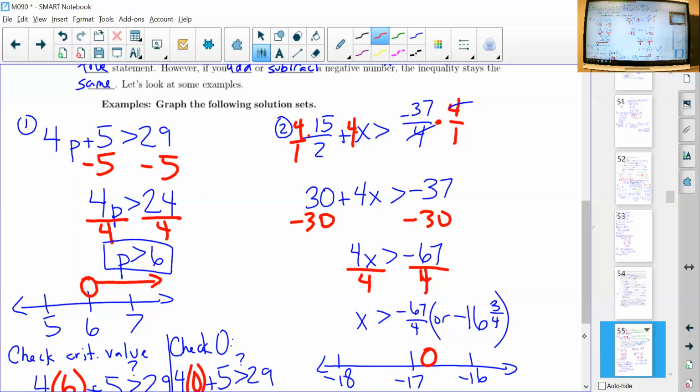Shaded or not? Not shaded. This points right, so we'll point right. And then you're going to check negative 16 and 3/4 in there and see if we get a true or a false statement. Hopefully it's false because this is not shaded. And then again, I tend to choose 0, so we'll plug in 0, and 0 is going to be shaded, so hopefully we get something that's true.